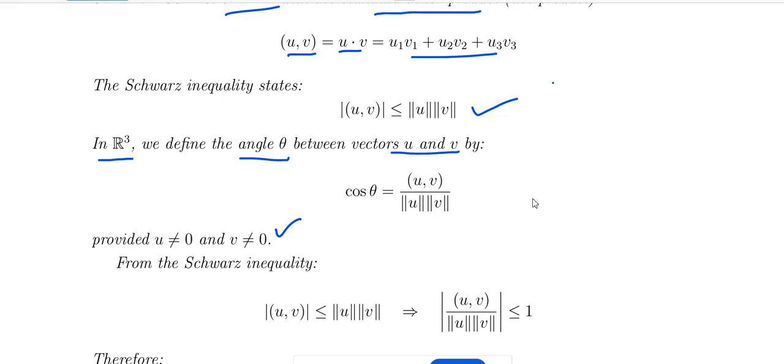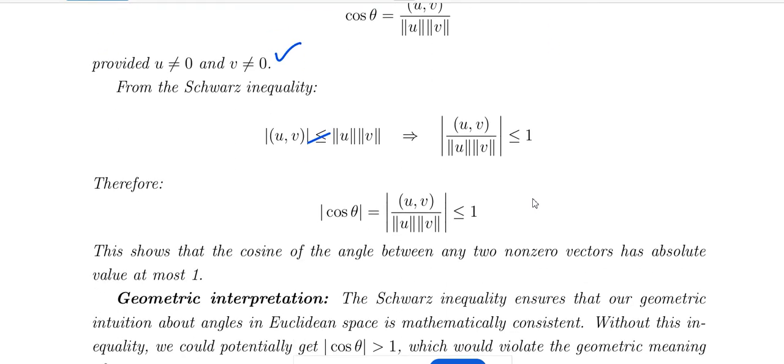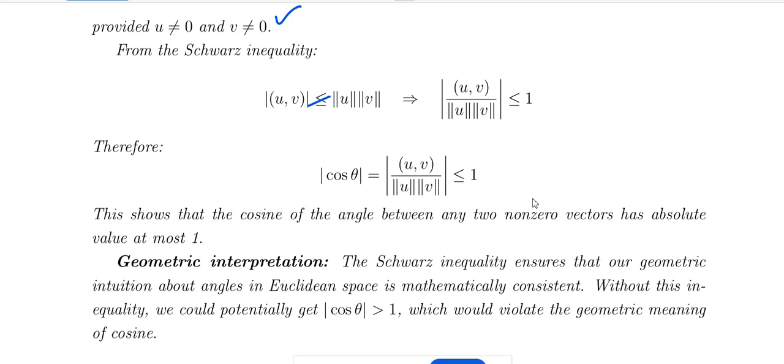So from Schwarz's inequality, bringing the left hand side, this is less than or equal to 1. So the modulus of this is less than or equal to 1, which means mod of cos theta is less than or equal to 1. That implies the cosine of the angle between any two non-zero vectors has absolute value at most 1. Therefore, Schwarz's inequality implies this.